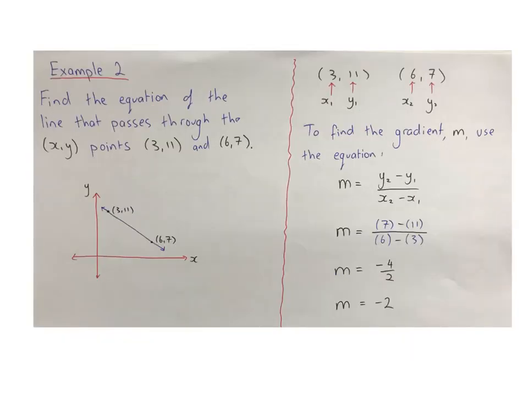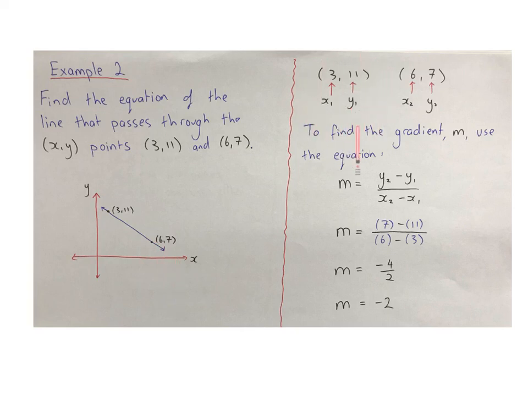So example 2, we want to find the equation of the line that passes through the points (3, 11) and (6, 7). Sometimes it is a good idea to do a very quick sketch of your points, because straight away I can see I should be getting a negative gradient because the line is decreasing.